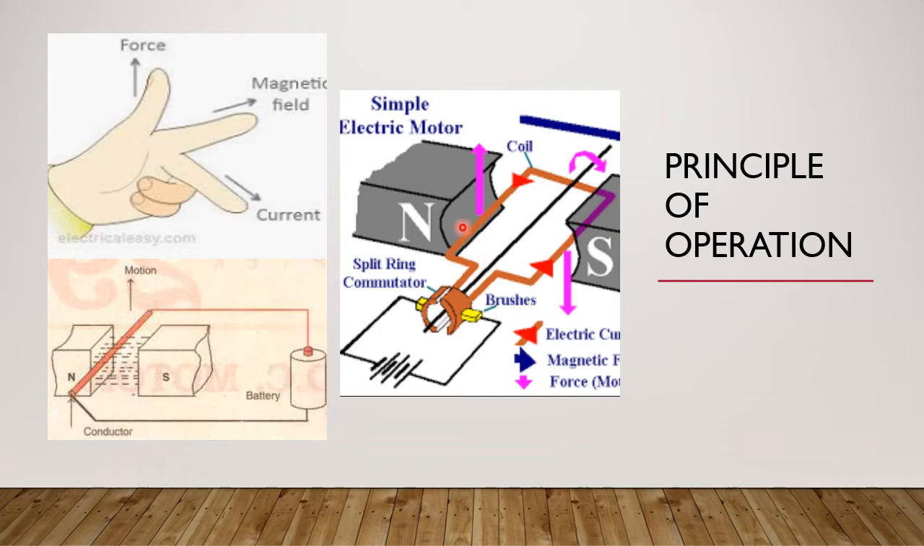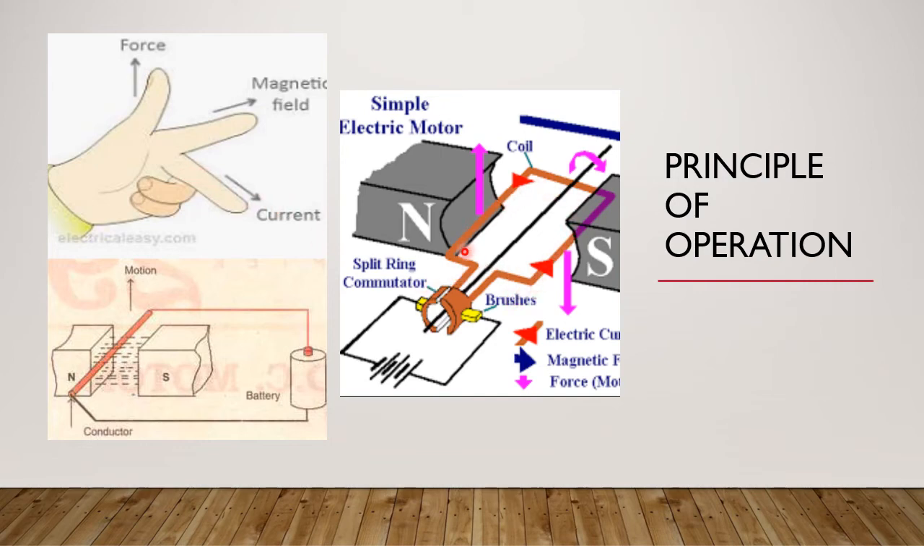So let us see in this diagram. Here we are considering a single turn coil of armature. We are giving a DC source, a supply. So now it is a current carrying conductor. A current carrying conductor placed in a magnetic field experiences a force. The magnetic field direction is N to S, and the current flows in this manner.